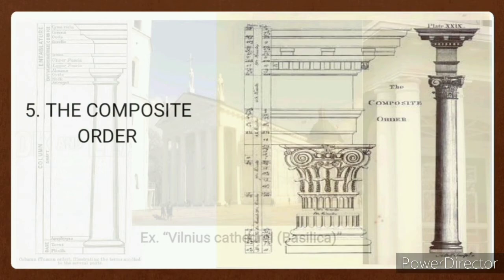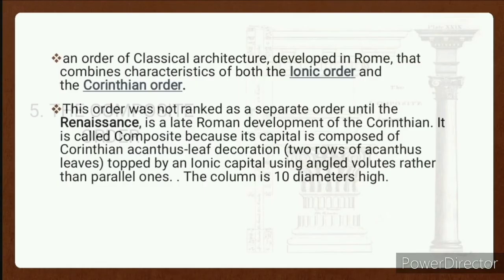The fifth order is the composite order. It is an order of classical architecture developed in Rome that combines characteristics of both the Ionic order and the Corinthian order. This order was not ranked as a separate order until the Renaissance, a late Roman development of the Corinthian. It is called composite because its capital is composed of Corinthian acanthus leaf decoration, or the 2 rows of acanthus leaves, topped by an Ionic capital using angle volutes rather than parallel ones.